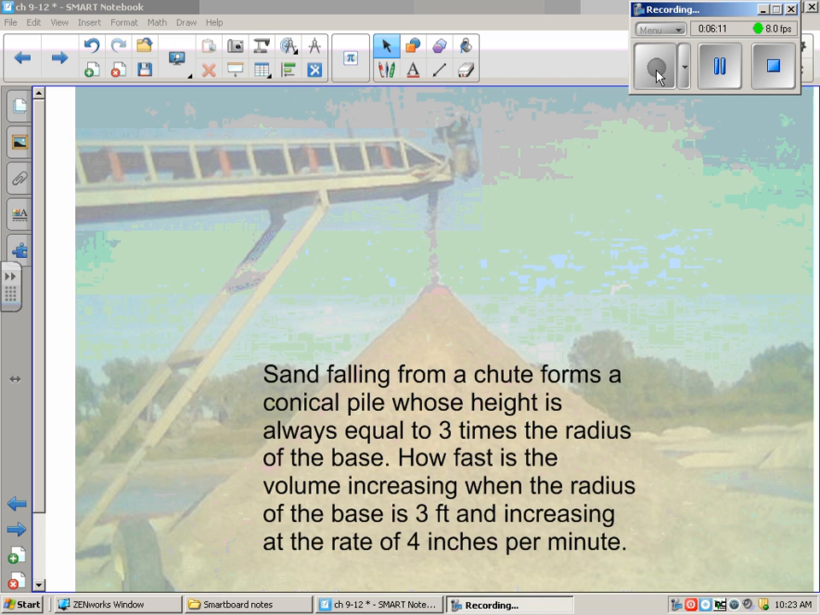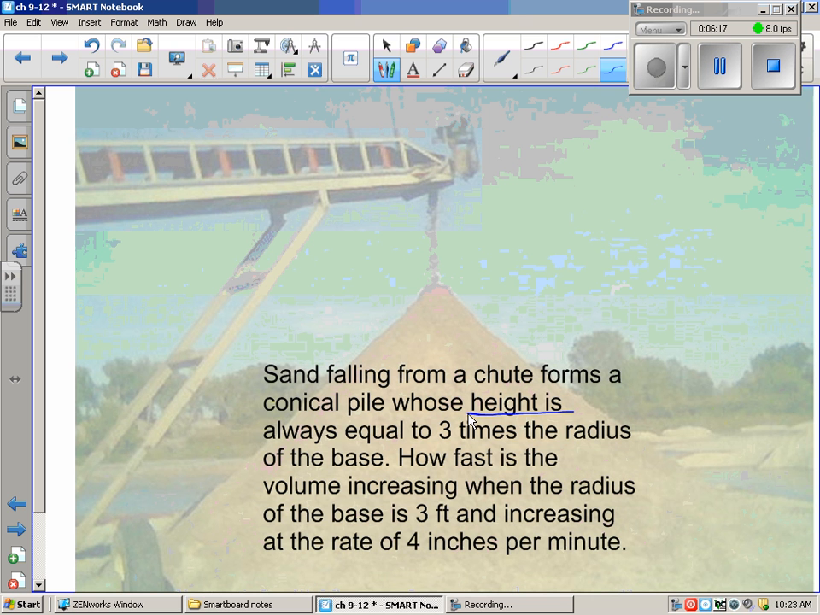Okay, so we have some information here, and let's just go right after this. The first thing I'm looking at is the fact that the height is always equal to 3 times the radius. So height equals 3 times the radius. That's going to be important. How fast is the volume increasing? That's the question, dV/dt. That's what it wants to know.